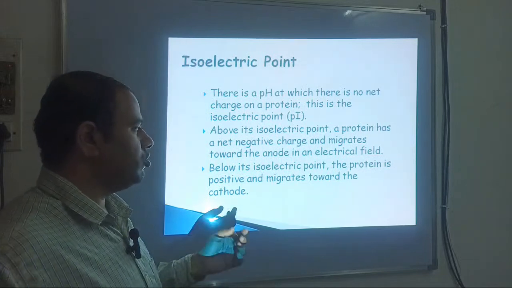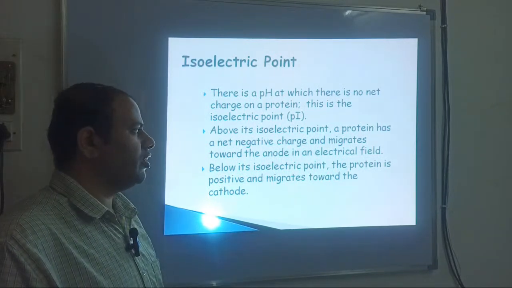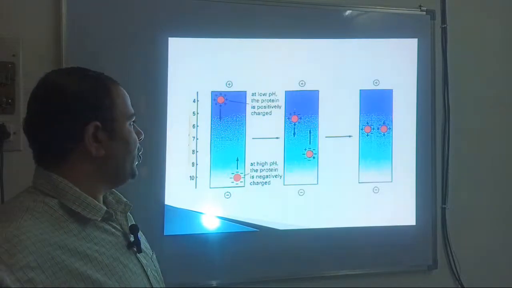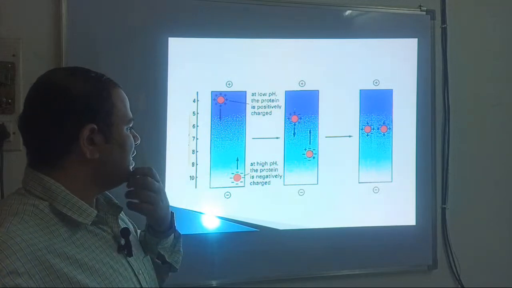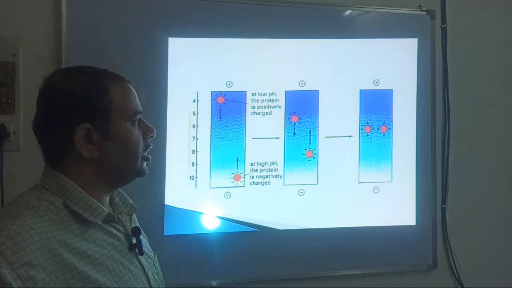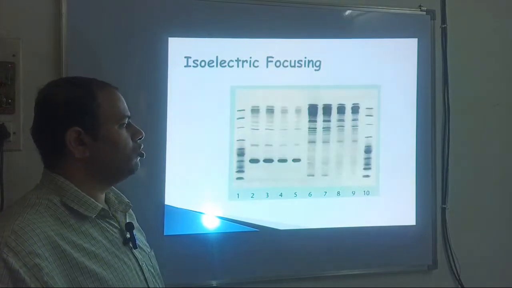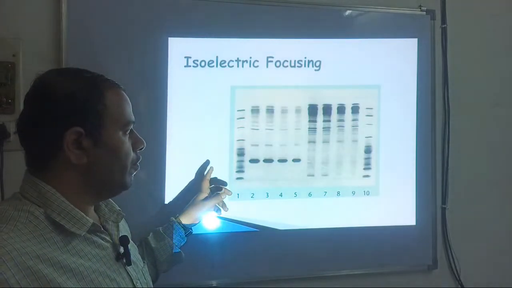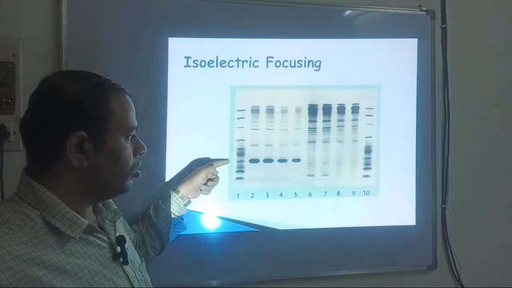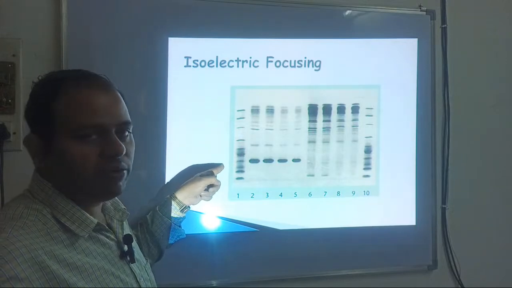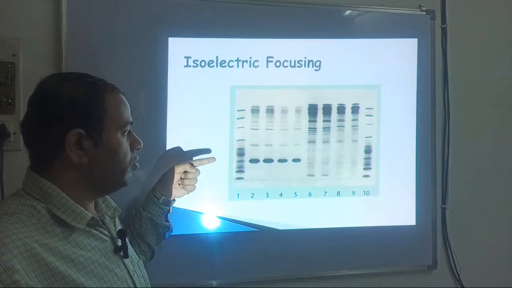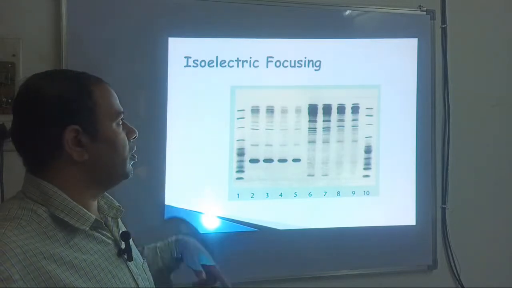Generally, the separation also takes place depending on the isoelectric pH in an SDS-PAGE medium. You can see how the proteins are separated based on charge in the SDS-PAGE gel. Isoelectric focusing is also a very important phenomenon in which the protein bands are separated depending on the pH. At a specific pH, specific protein bands are separated, and it depends on the amino acid constituents of that particular protein.